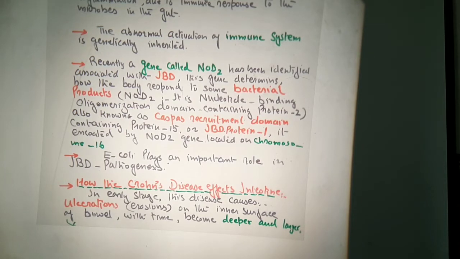Now next is E. coli. E. coli again is a microorganism which plays an important role in inflammatory bowel disease. It is a pathogen that causes the pathogenesis.